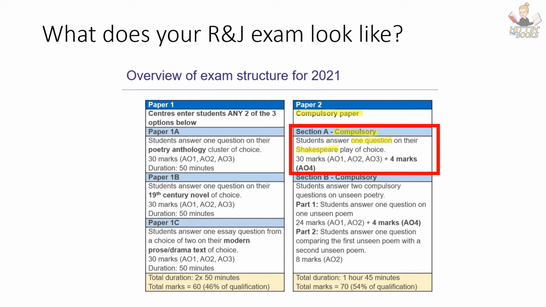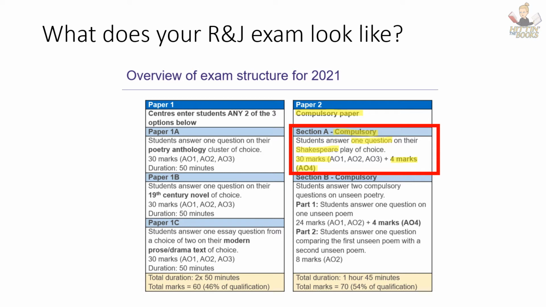You will get up to 34 marks for your answer. 30 of your marks come from the first 3 assessment objectives, and then 4 of your marks come separately for AO4. In the next few slides I will explain how you get those marks.